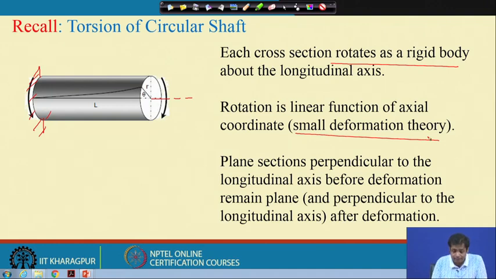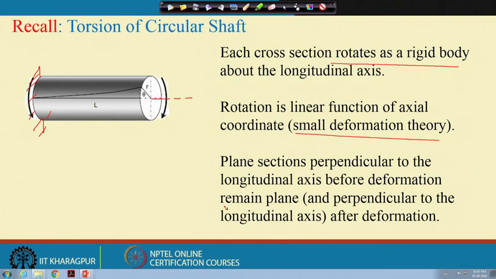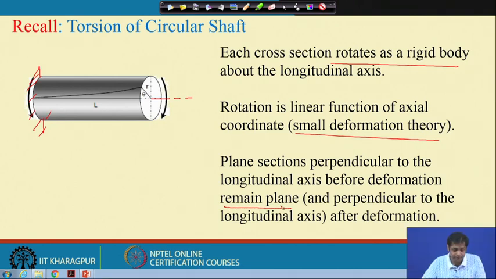Then another assumption was about plane sections perpendicular to the longitudinal axis. If we take any section which is perpendicular to the longitudinal axis, then that section, which was a plane before deformation, remains a plane even after deformation. So, these are the very important assumptions that we had while solving a torsion problem, torsion in a circular shaft, using strength of materials.